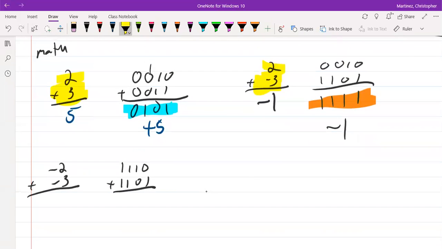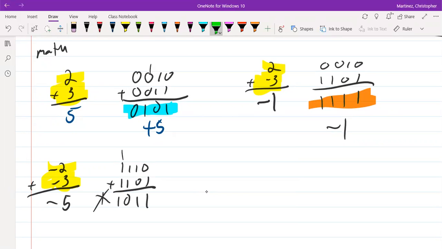All right, let's do one more example. I wanted to do -2 plus a -3. I want my result to be -5. All right, so let's do some addition. 0 and 1 is 1. 1 and 0 is 1. 1 plus 1 is 2. 1 plus 1 plus 1 is 3. We're going to get an extra 1 as a carry. We're going to get rid of it. There is no extra end around carry.